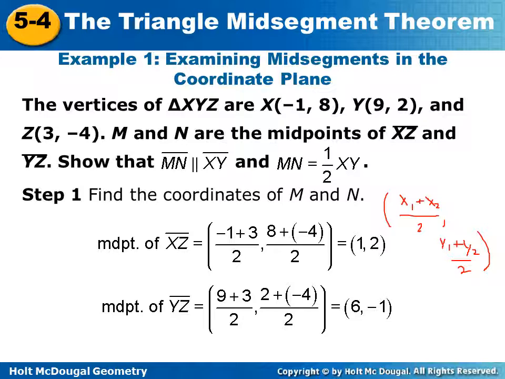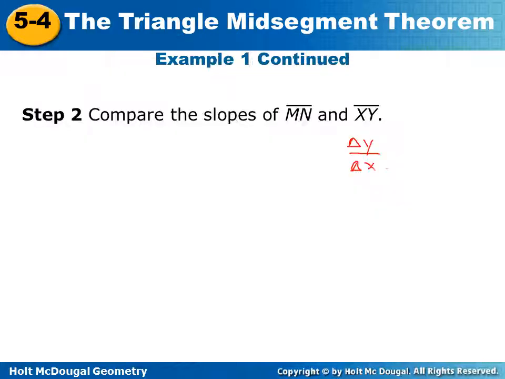So the midpoint of XZ, remember, was M, so M is (1, 2). Make sure you write that down. And for YZ, the midpoint was N, so N is (6, -1). So those are the two points we need to know.